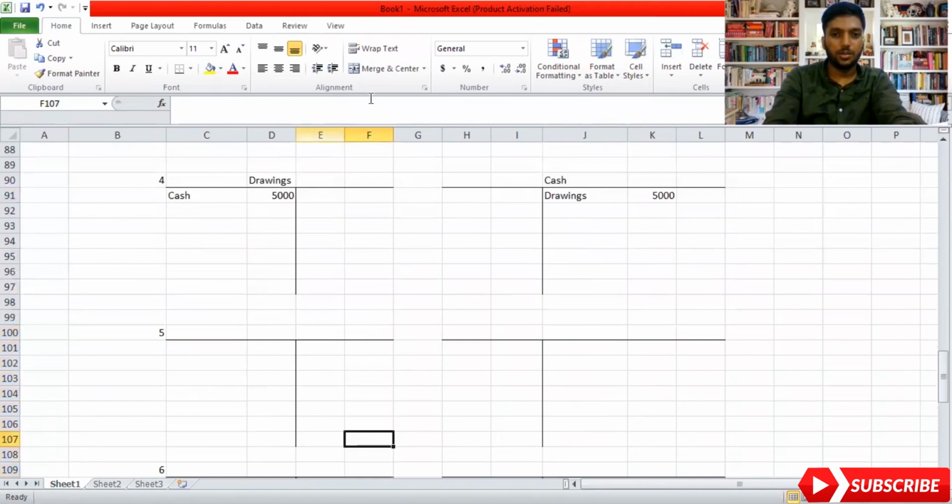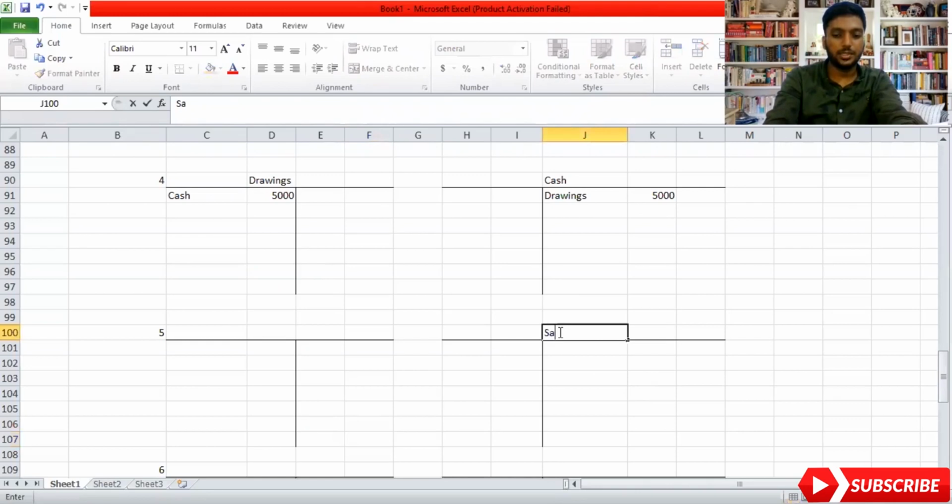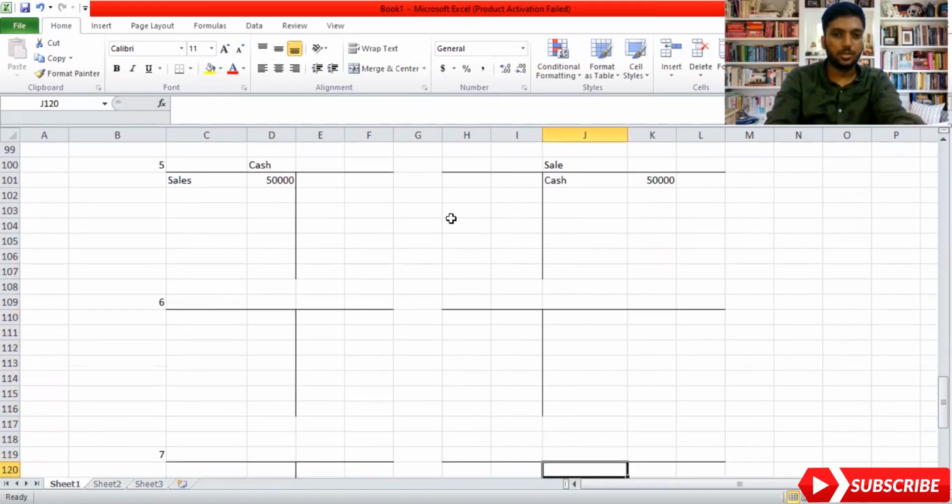Easy. Adjustment number 5 says cash sales 50,000. So cash sale is an income. You will write here sales account because it's a cash sale. It is related to cash also. So 50,000 is coming inside the business. So you will say sales, but sales is an income. So income increases, it's a credit. So you will write here cash. Easy. So we move on to adjustment number 6.